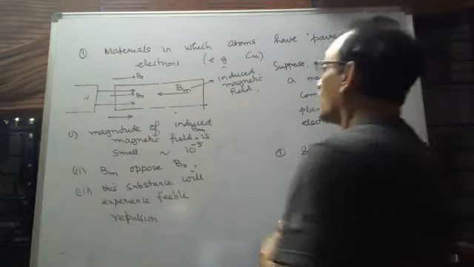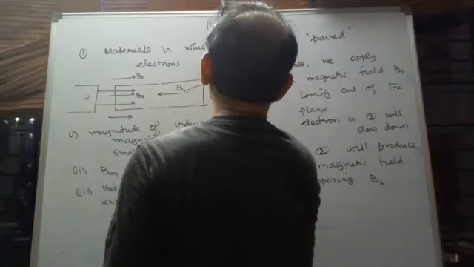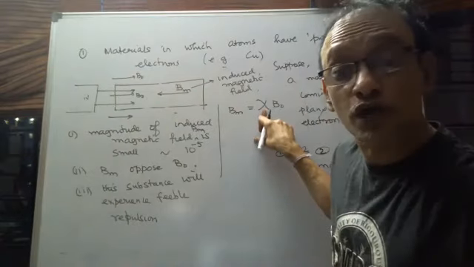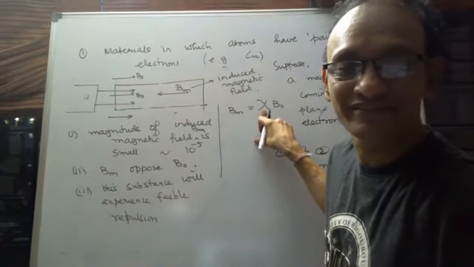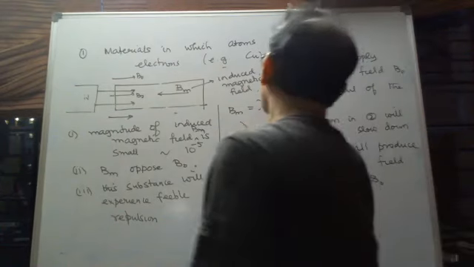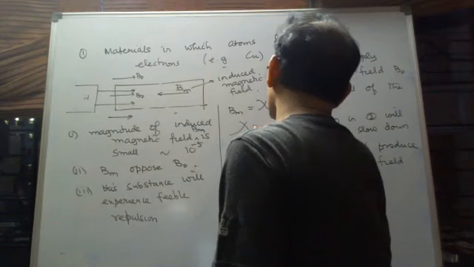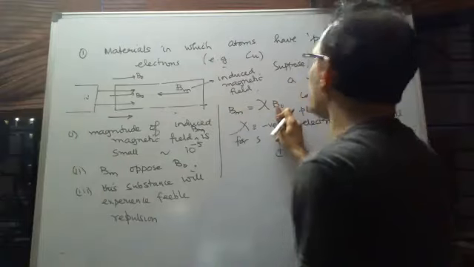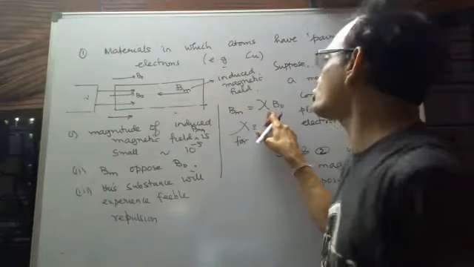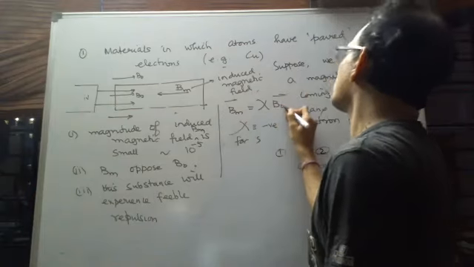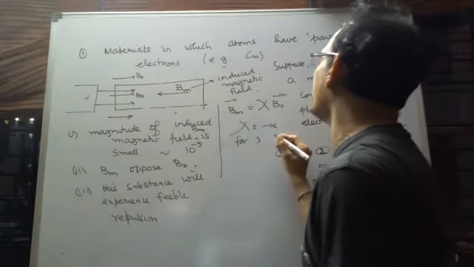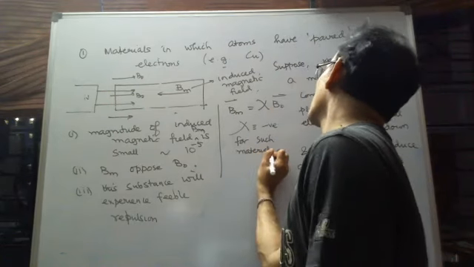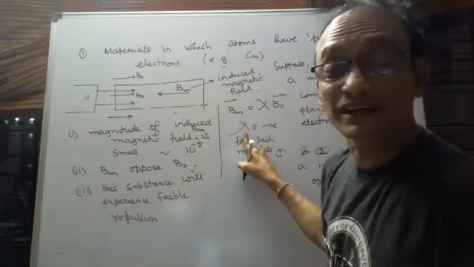हम लोग ने क्या कहा था, Bm is chi times B naught. अब क्या होगा ना, इसका जो chi है ये छोटा होगा और नेगेटिव होगा. This chi is negative for such materials because Bm is in a direction opposite to B naught. So this chi has to be negative for such materials. Magnetic susceptibility is negative.